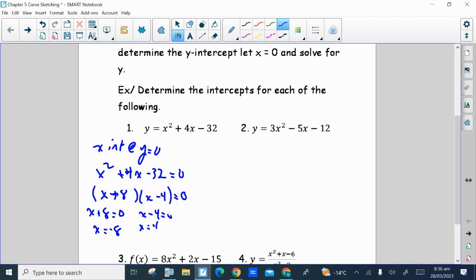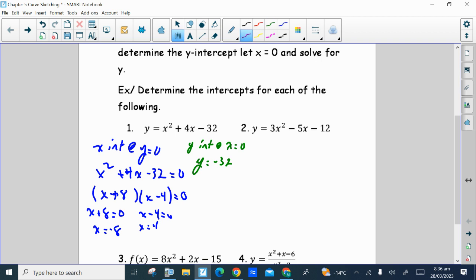Now the y-intercept is where x equals 0. And if you let x equal 0, those first two terms will become 0. For a polynomial function, the y-intercept is always the constant term. You're just left with negative 32, or 0 minus 32.